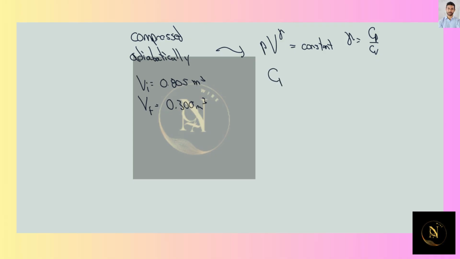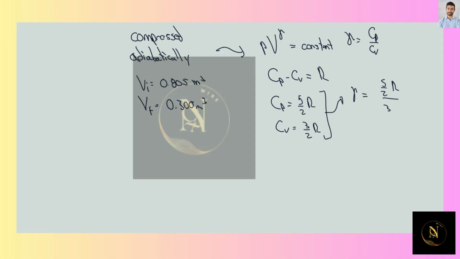Recall that for a monatomic gas, employing the relationship Cp minus Cv is equal to R, we're going to get, first of all, the value for Cp is going to be equal to 5 halves of R, and the value for Cv is going to be equal to 3 halves of R. This comes from the degrees of freedom of a monatomic gas. So that means that the value for gamma is going to be equal to 5 halves of R over 3 halves of R, which is going to be equal to 5 over 3.